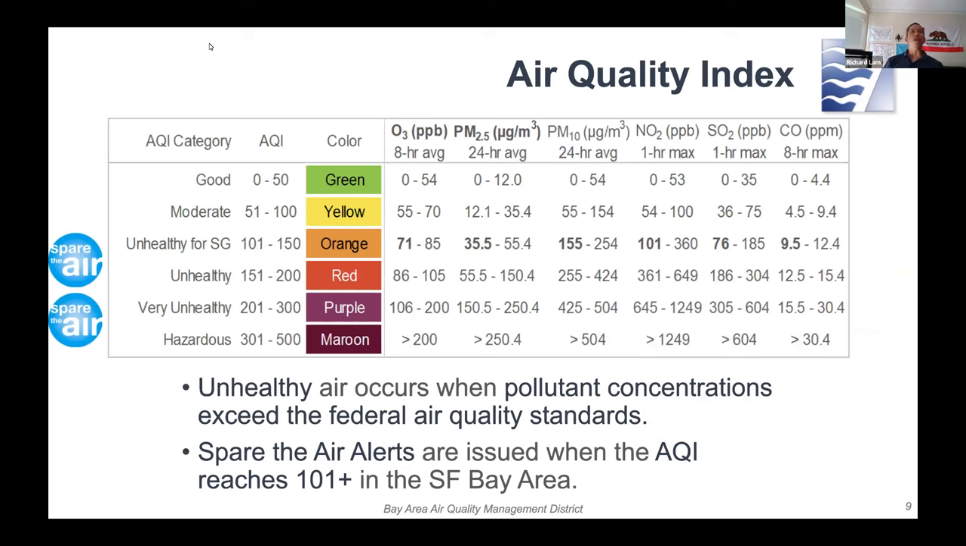And once we have all that information, then we can make an air quality forecast on how high the air quality index will get. So AQI, you may have heard, goes from 0 to 500. Most of the time, it stays at 0 to 50 or 51 to 100. That means the air is good to moderate. But once the air gets up to 101 or higher, then we'll have to issue a Spare the Air alert, letting people know the air quality is not healthy.